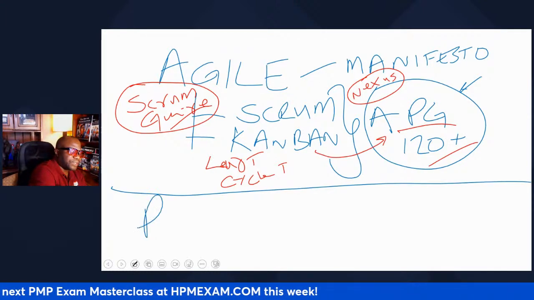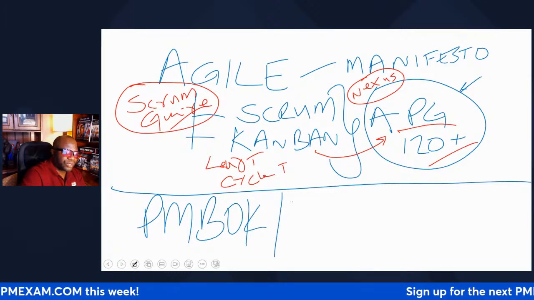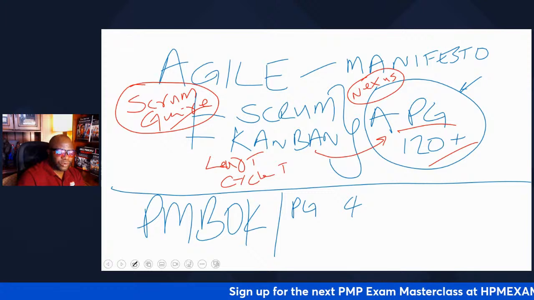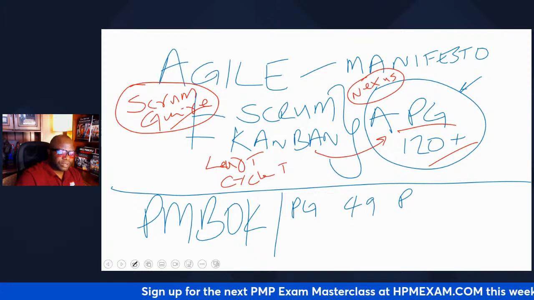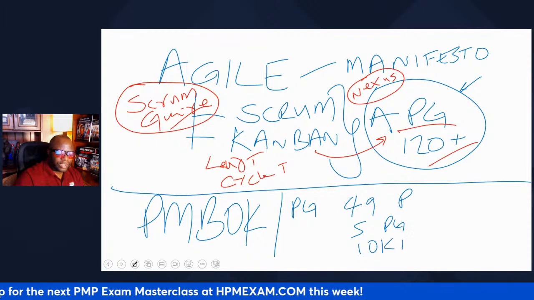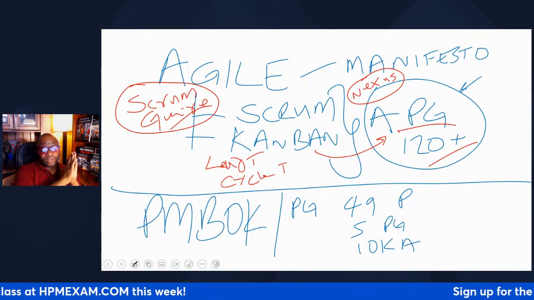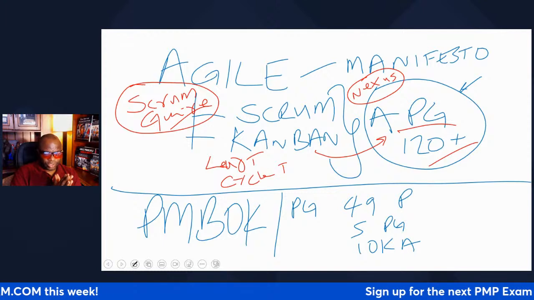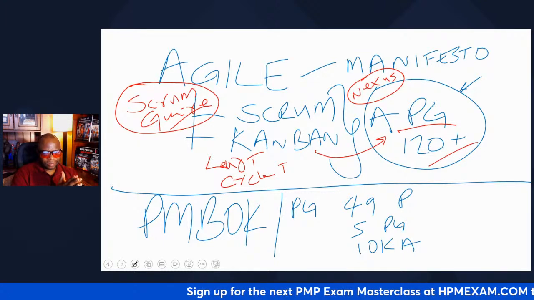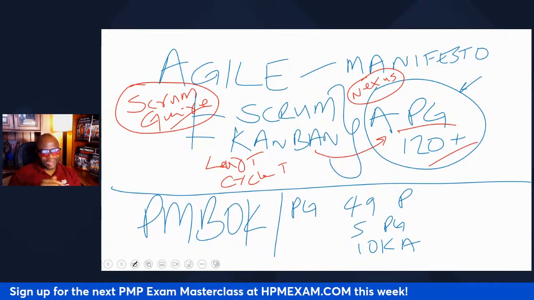Do you understand the PMBOK or the process groups, a practice guide, right? Breakdown of the 49 processes, the 5 process groups, the 10 knowledge areas. If you understand this stuff, great. Note, I didn't say if you cram this stuff. I said if you understand it, great.